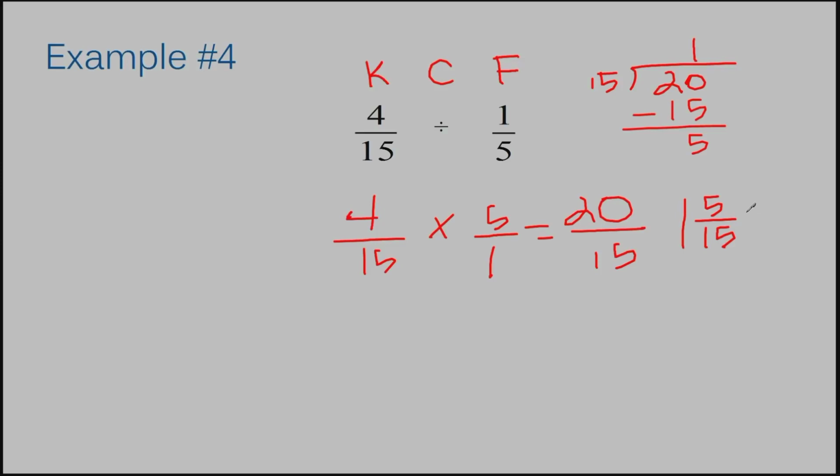This fraction can simplify. I can divide 5 into my numerator and my denominator. The 1 just comes over. We're only simplifying the fraction part. 5 divided by 5 is 1, and 15 divided by 5 is 3. My answer to example number 4 is 1 1/3. Let's move on to example number 5.